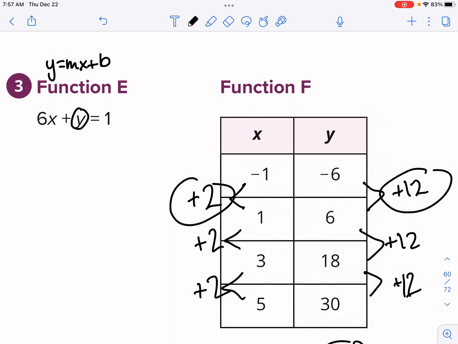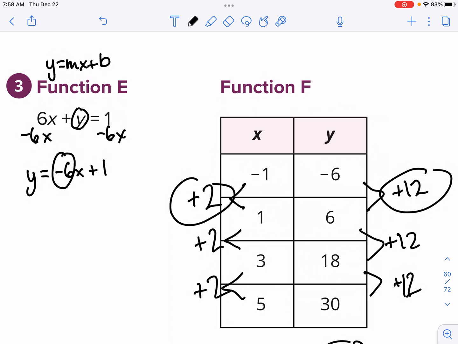So I've got to move this 6x to the other side. We're going to subtract 6x from both sides. So we're going to have y equal to 1 minus 6x. Those are not like terms, so we just write both of them. That's a positive. This is now in slope-intercept form where -6 is our slope.